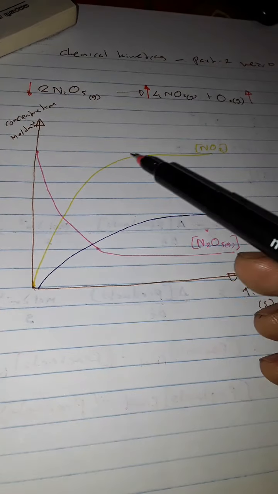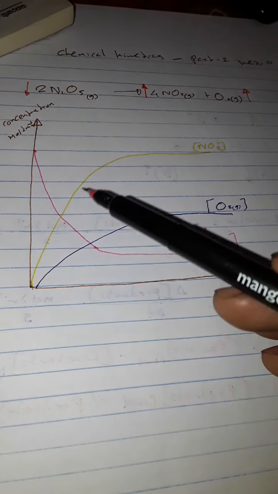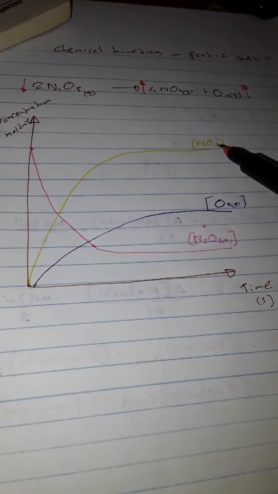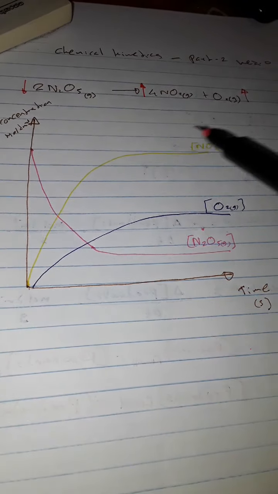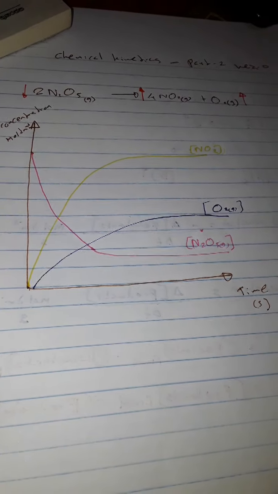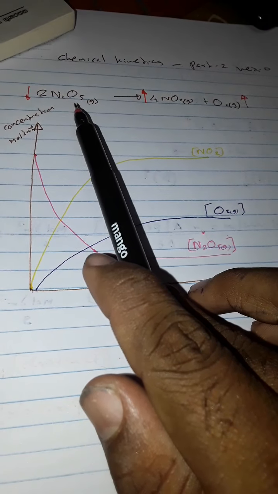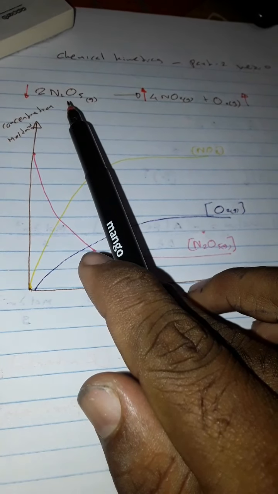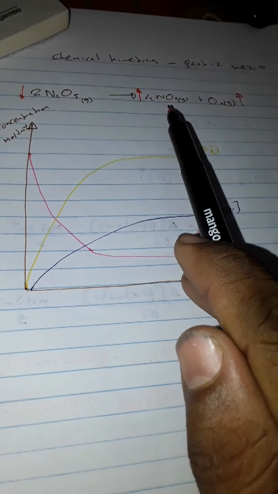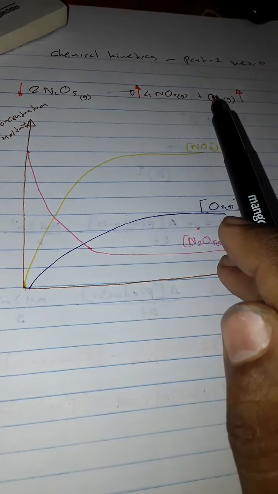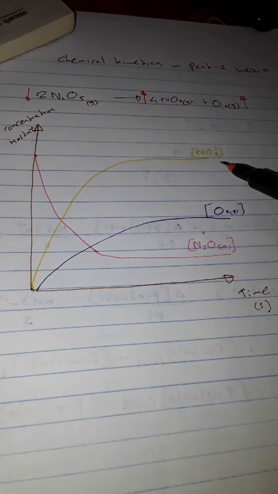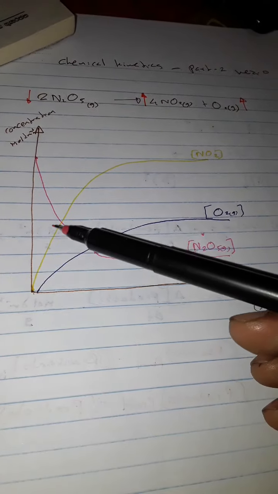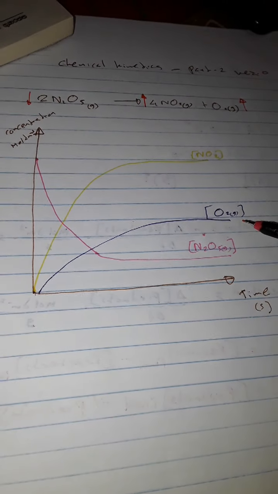Now how do I know that the curve which represents nitrogen dioxide comes well above all the others? How do I know that the yellow line representing the concentration of nitrogen dioxide is well above the oxygen? That is because when 2 moles of dinitrogen pentaoxide are utilized, 4 moles of nitrogen dioxide are produced, while only 1 mole of oxygen is produced. So the rate of production of nitrogen dioxide is greater than that of oxygen, so it should have higher steepness in the curve.